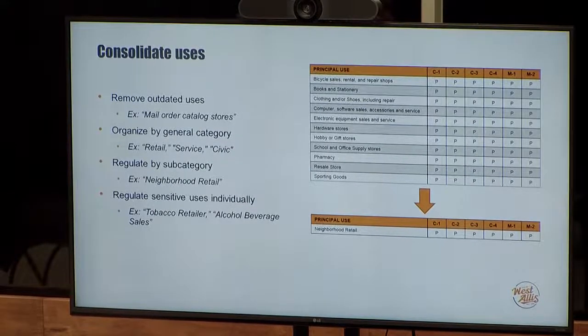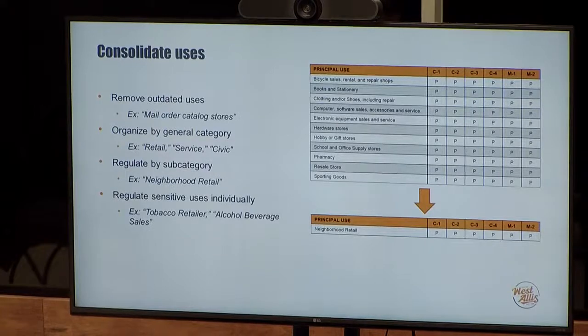So here's some of the changes we're making. We're going to be removing some of the outdated uses, for example, mail order catalog stores and millinery shops, and we'll also be organizing by general categories. So for example, retail, service, civic, and within those, we're consolidating even further. So for example, the table to the right is a list of several of the older uses. They all have the same permissions across the board, and we're consolidating those into, for example, bike shop, bookstore, clothing store. They all can fit into neighborhood retail.